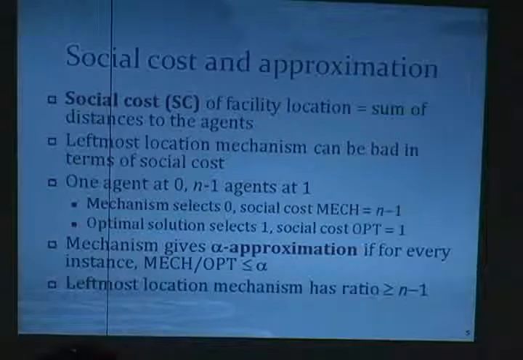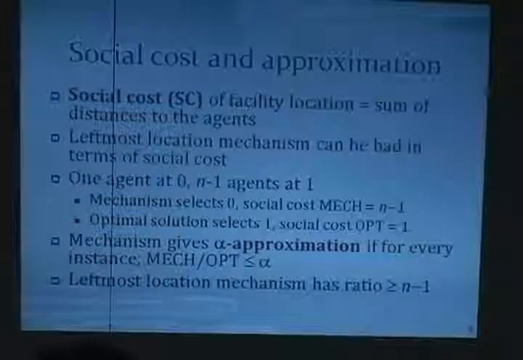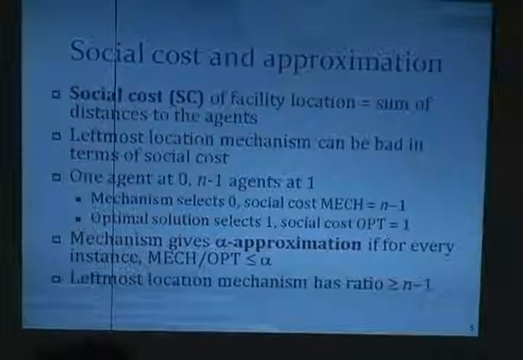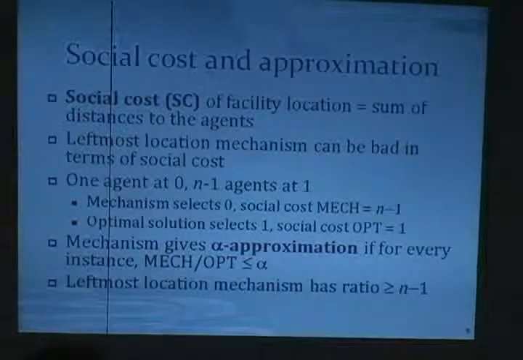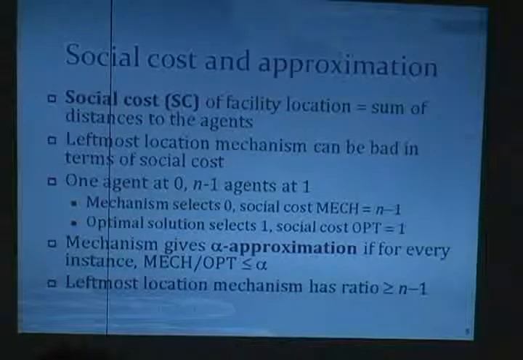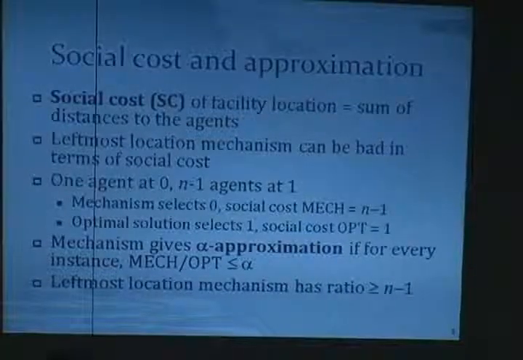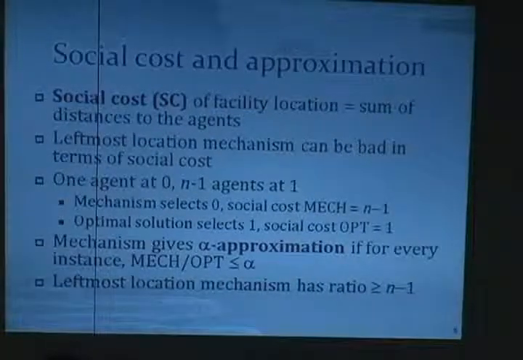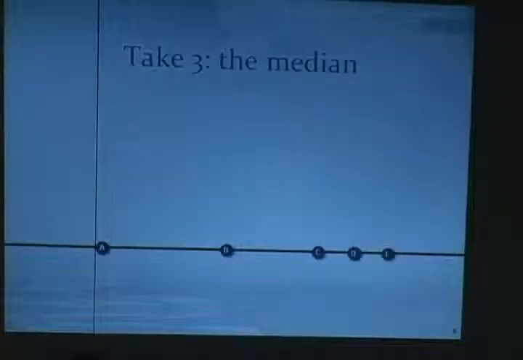And what this example shows is that the leftmost location mechanism has a very bad approximation ratio. On this example, the ratio was n minus 1, so the approximation ratio can only be worse than that. It's a worst case notion. So the approximation ratio of this mechanism is at least n minus 1, very bad, and it scales very badly with the number of agents. So let's make another attempt.